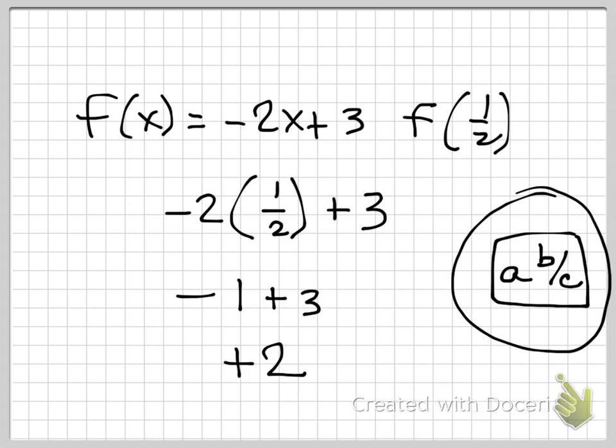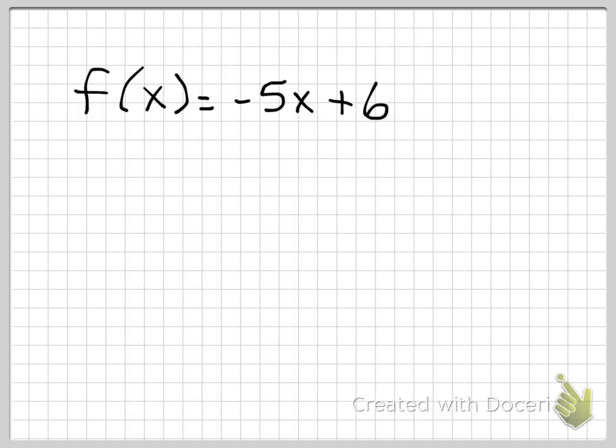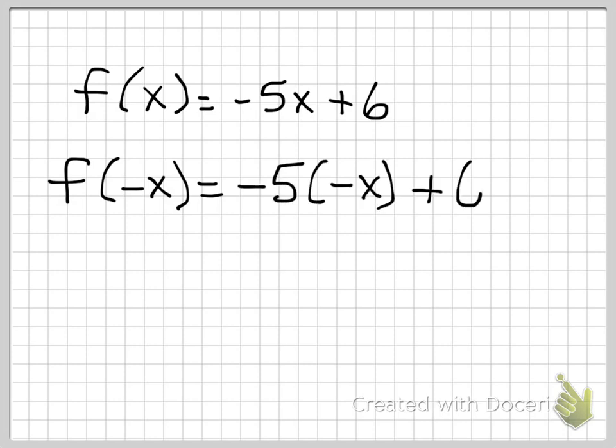Alright, this one is slightly different and a little odd, but that's okay. If f of x equals negative 5x plus 6, what they want you to do is find f of negative x. So if you look and notice, the only thing that they've done is they've changed the sign of the x. So what you're going to do is you're going to replace this x with negative x. So negative 5 times negative x plus 6. So you just see you haven't really changed anything.